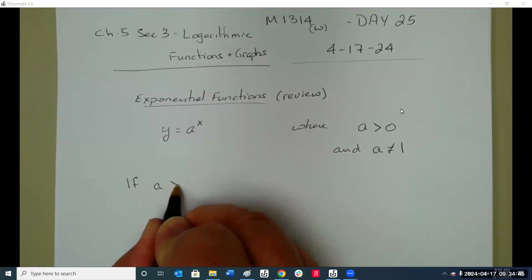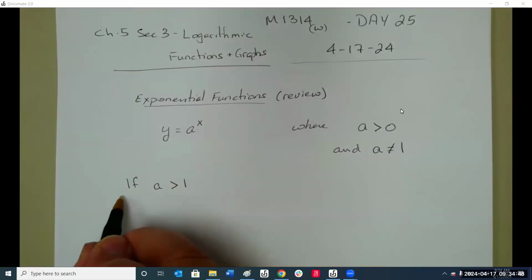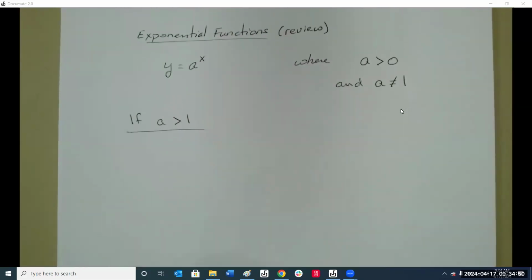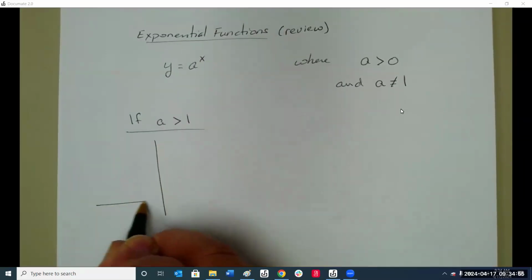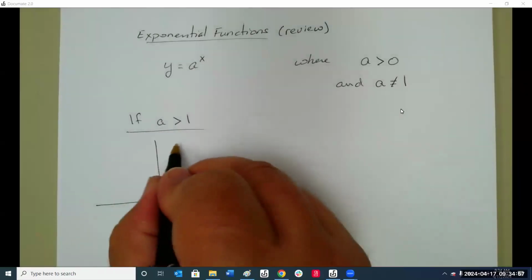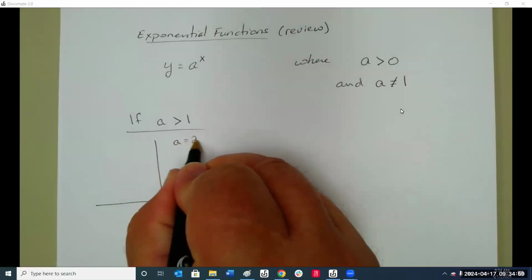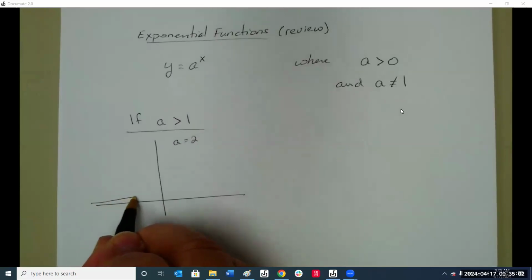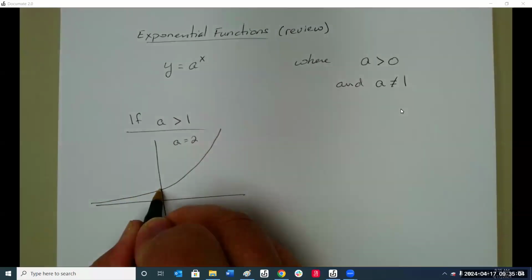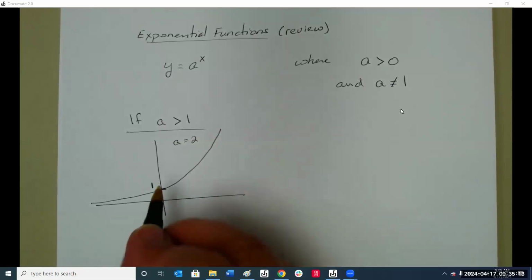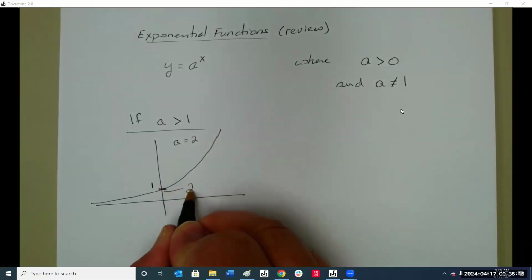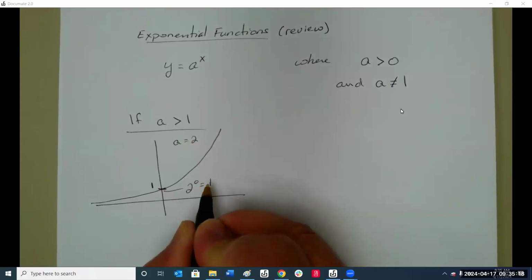So if A is greater than 1, let's say A is 2. The graph looks like this. And it always crosses at 1 on the y-axis. Why does it always cross at 1? Because at this point, 2 to the power 0 is 1.